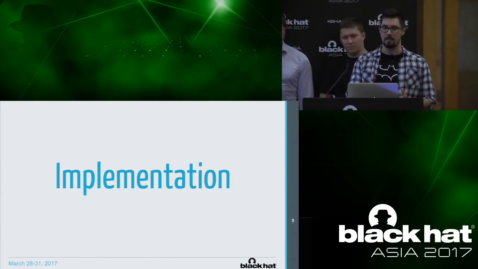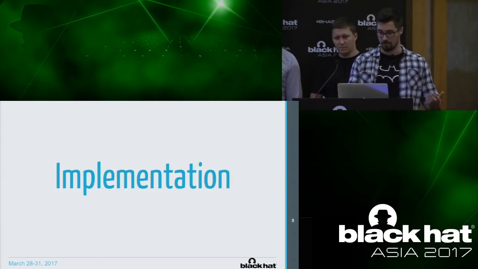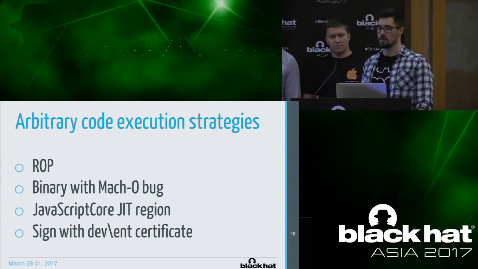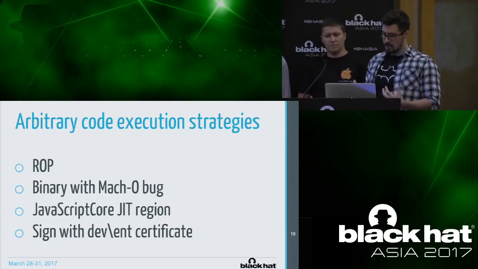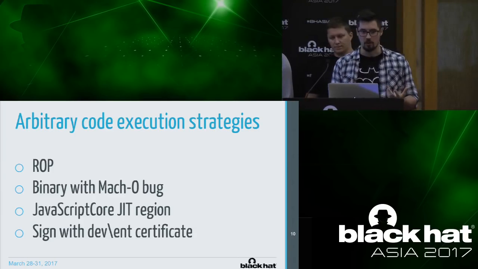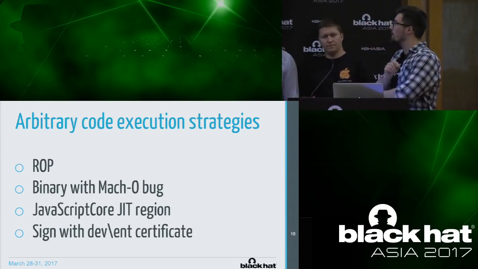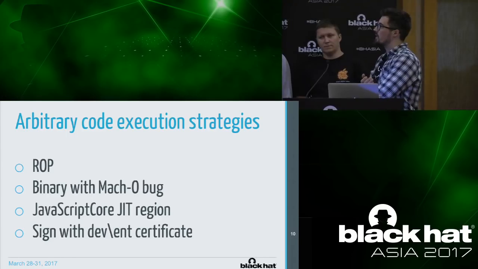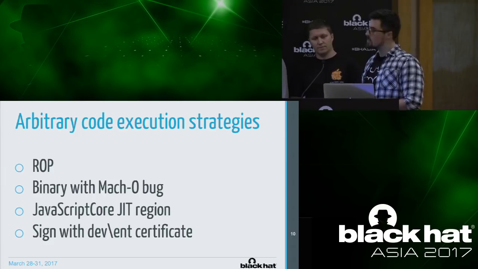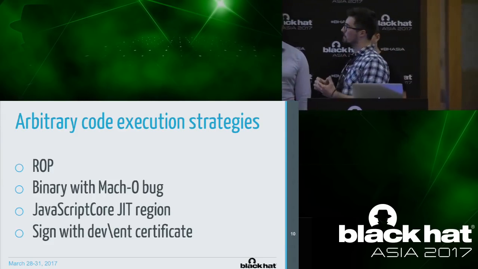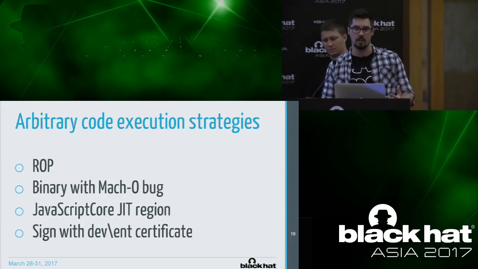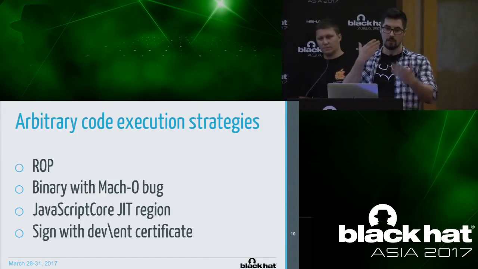We want to show a step-by-step guide on how to make a jailbreak at home. So I will start with arbitrary code execution strategies, or how to bypass initial code signing checks. First of all, there are well-known techniques like return-oriented programming, which is well documented, and I will not focus on it too much. The next thing is the binary with matcher bug. The main idea is to exploit the dynamic linker and hide an executable segment by overlapping it with a non-executable one.